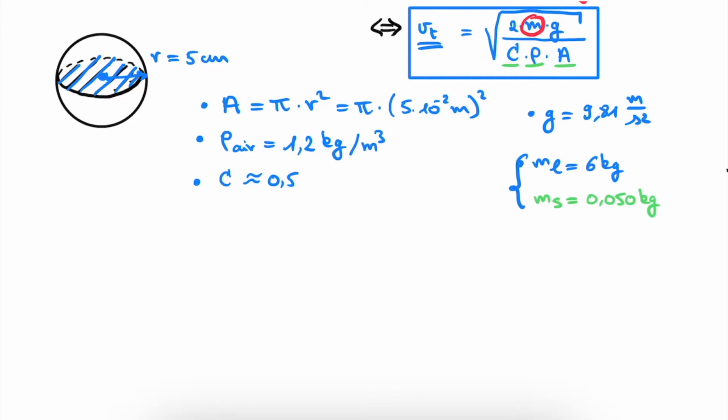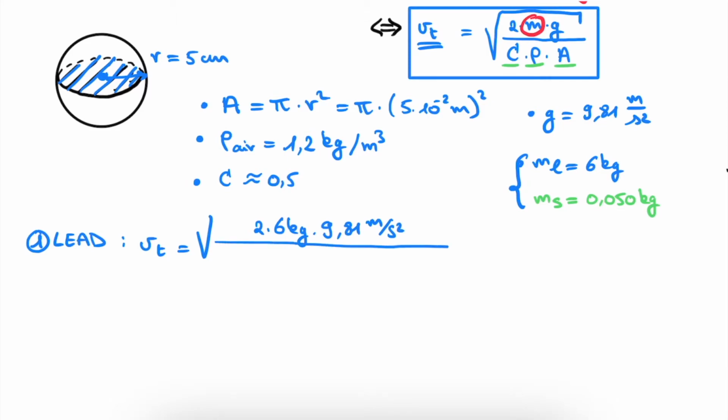And at this point, we have all of the quantities that we need to calculate the terminal velocity. So let's first look at the case of our lead ball. We know that the terminal velocity is equal to the square root of 2 times the mass, so 6 kilograms, multiplied by the gravitational constant, which is 9.81 meters per second squared.